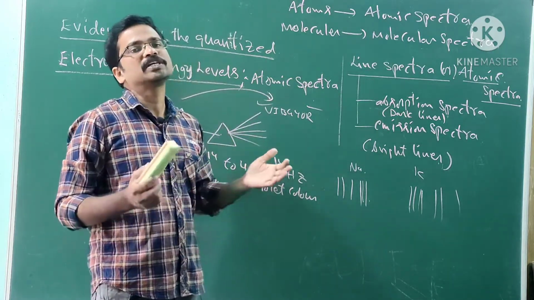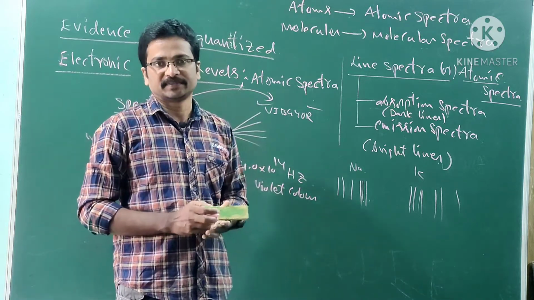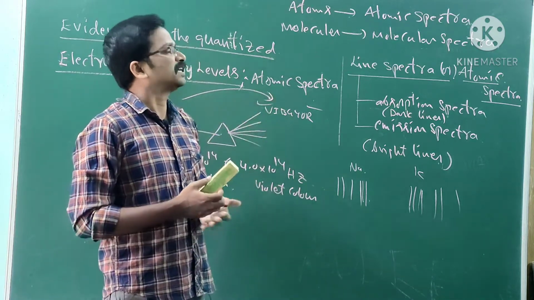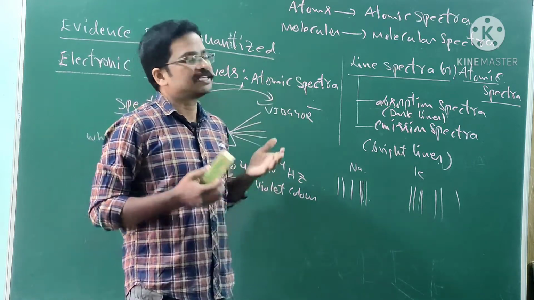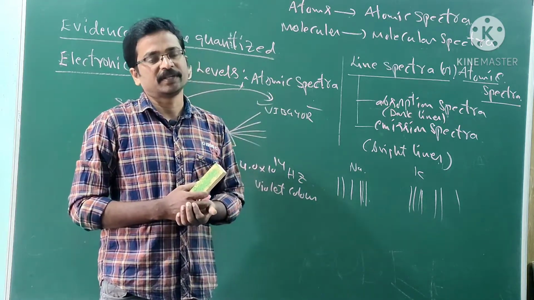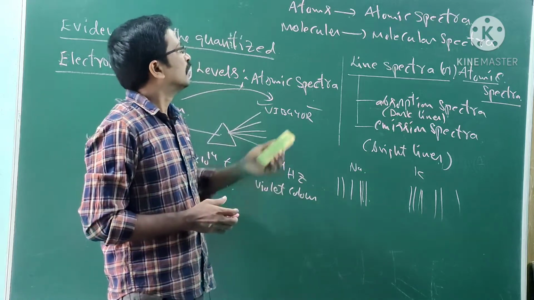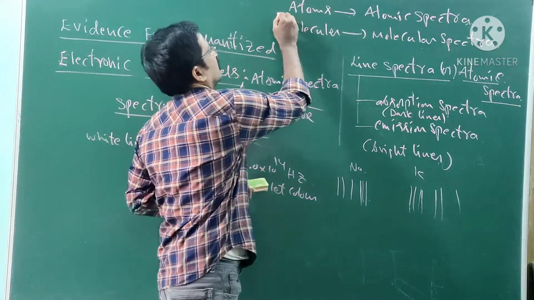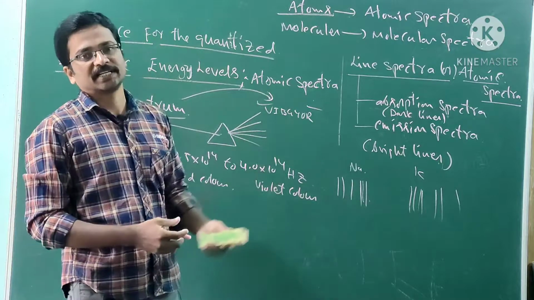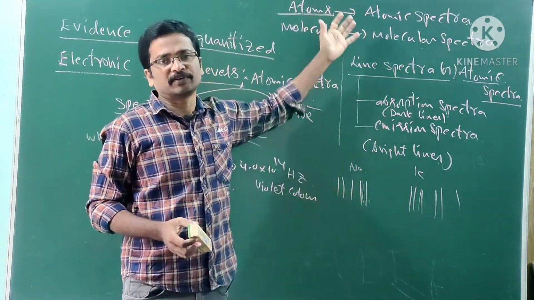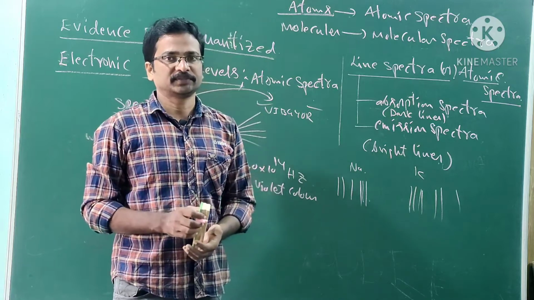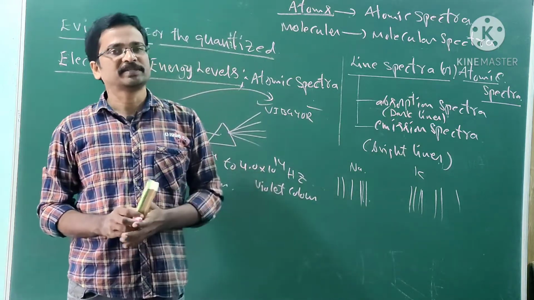How is the spectra arrived at? How is the atomic spectra arrived at? How is the molecular spectra arrived at? Let us look into this. First of all, focus: we are in atomic structure, so atoms give the atomic spectra. We will focus on the atomic spectra.